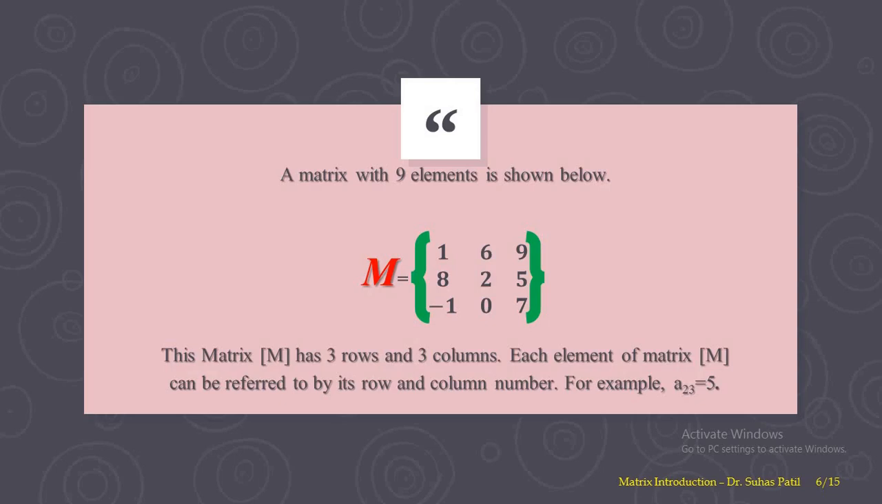Each element of the matrix capital M can be referred to by its row and column number. So for example, here we have the position of the element 5, and it is denoted by a_23. That is, a_23 is the element in the second row and third column, and that is nothing but 5. Here a_23 is the element a with ith row and jth column. So this is the position of the element in the matrix.